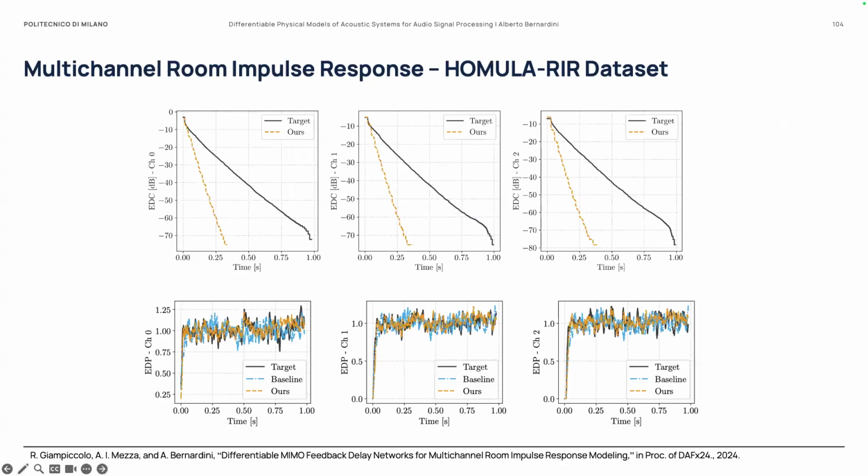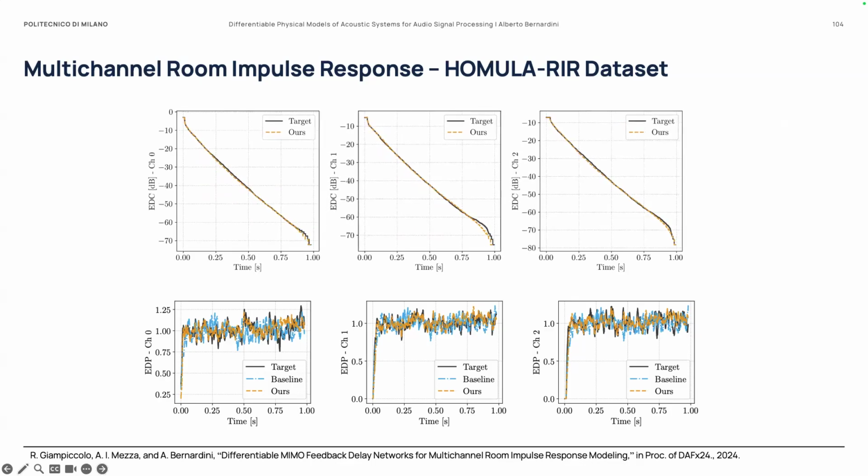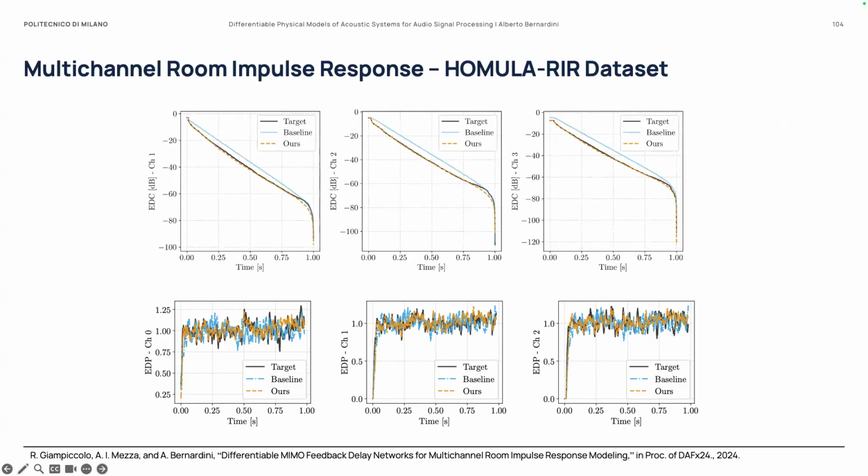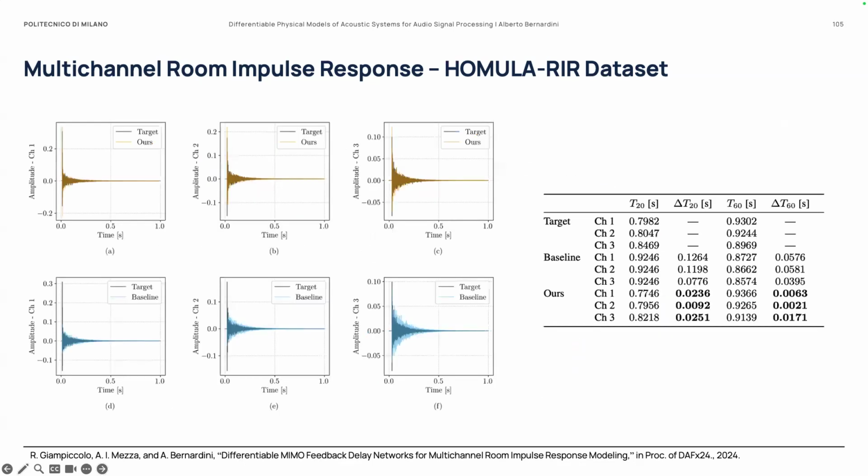And for instance, here you can see that 3 of the channels between loudspeaker and microphones are matched. So the energy decay curve of the target is matched by our feedback delay network. And here is also the matching of the echo density profile. So it is quite promising in this sense.